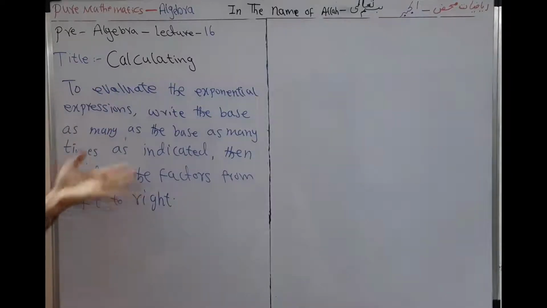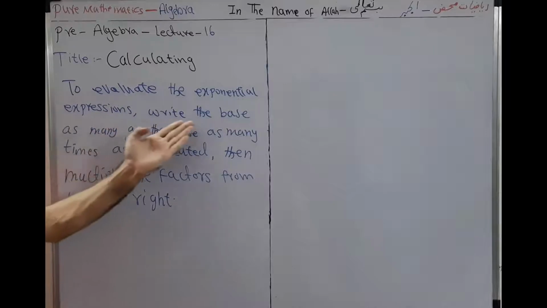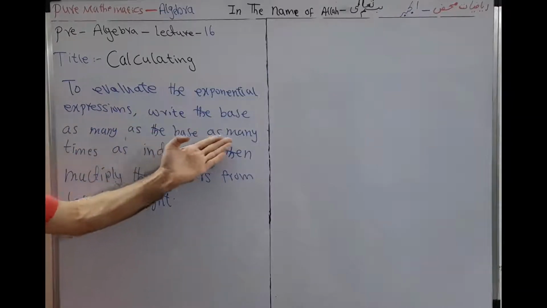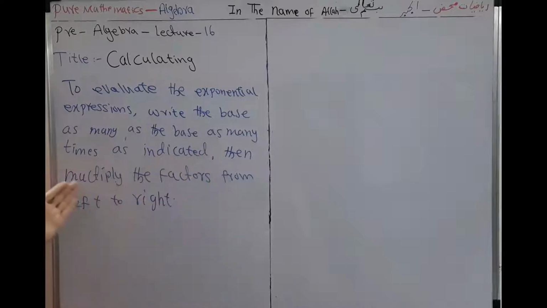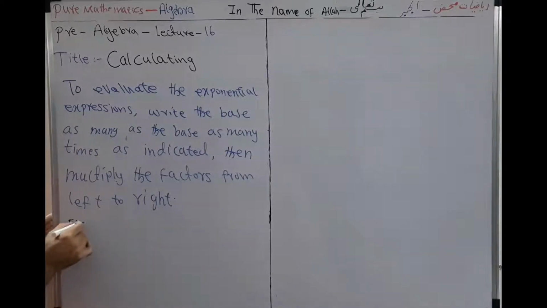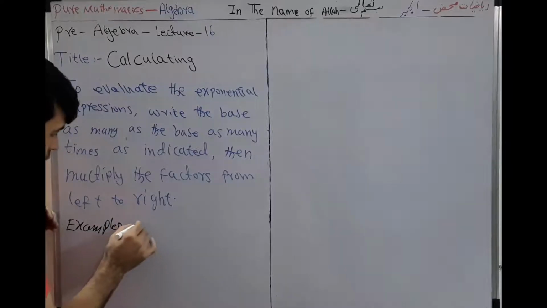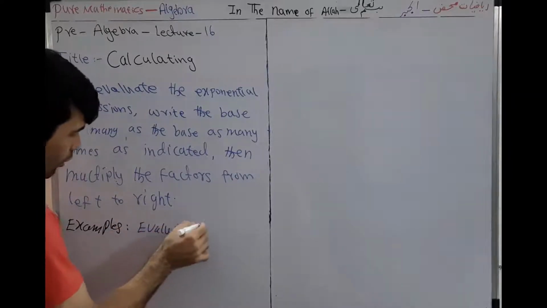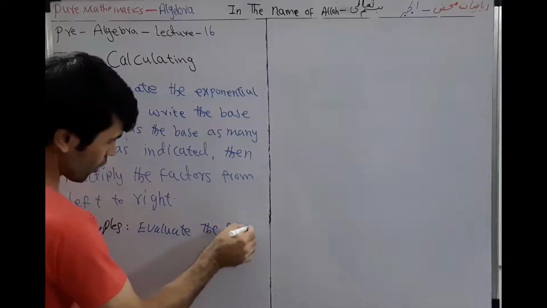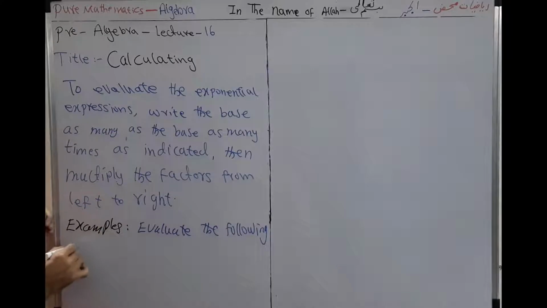It is the method to evaluate the exponential expression. We write the base as many times as indicated, then multiply the factors from left to right. Now we want to solve some examples. Evaluate the following exponential expressions.